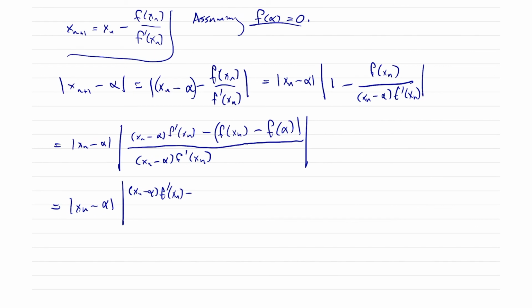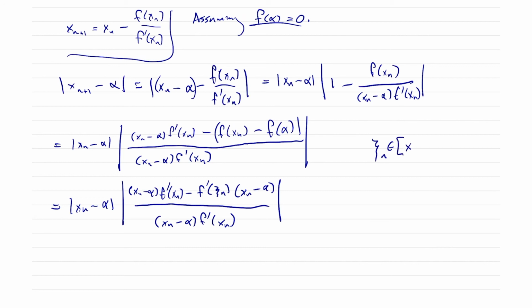F prime of xn, and now we have f prime of cn times xn minus alpha, again, divided by xn minus alpha times f prime of xn. Okay, and this is for some cn that lies between xn and alpha, or the other way around. I'll just say between. It's xn and alpha, or alpha and xn, depending if xn is bigger or smaller. You get the idea.